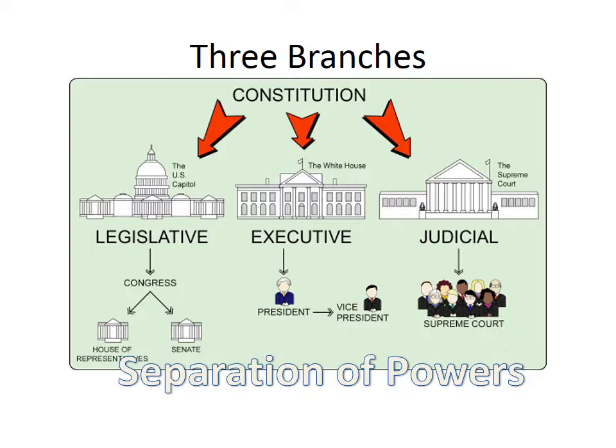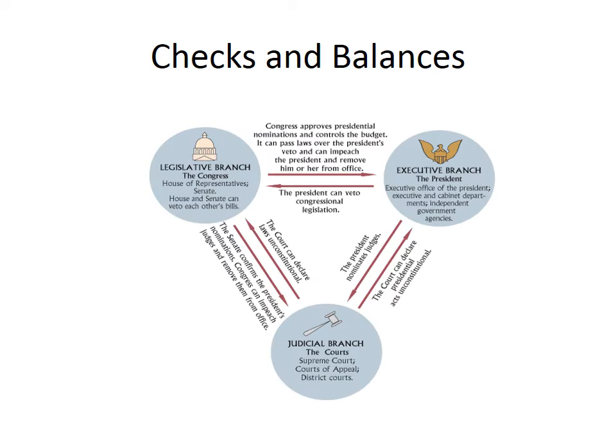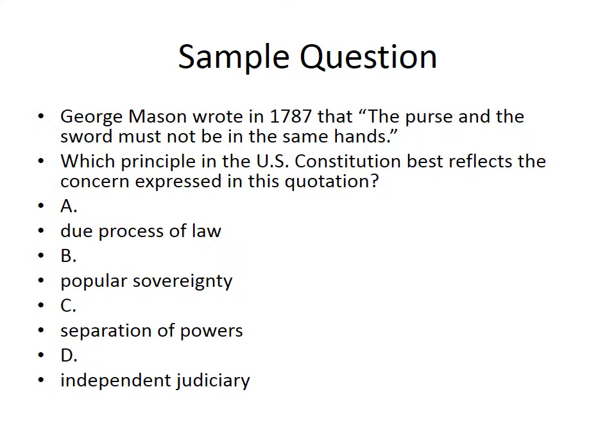This is separation of powers. Don't get those confused. You may see questions on the end of course exam to test your knowledge on this that look like this. George Mason wrote in 1787 that the purse and the sword must not be in the same hands. Which principle in the U.S. Constitution best reflects the concern expressed in this quotation? So you have to think about, and a lot of the questions make you think, okay, well, what is purse? That's the ability to tax. So we want one branch to tax. And the sword, and that's the army, of course. So we want the sword and the army to be separate. So which one of these would you pick? And of course, that's separation of powers.